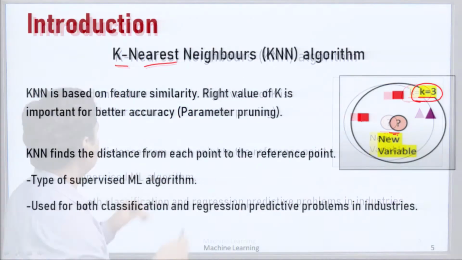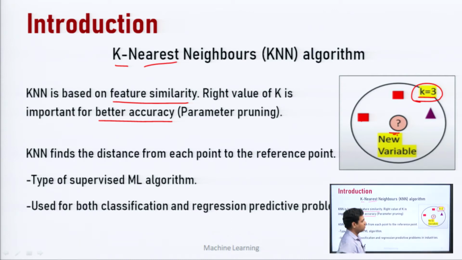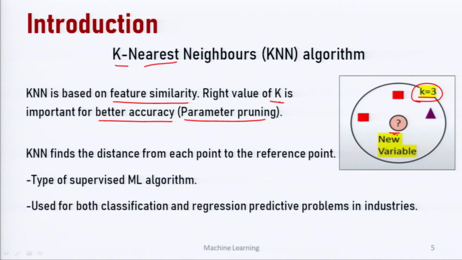KNN is based on feature similarity. The feature here is nothing but the shape. The right value of k is important for better accuracy. So, the value of k is important in predicting a better solution. The selection of this value is known as parameter tuning. Now, KNN finds the distance from each point to the reference point.